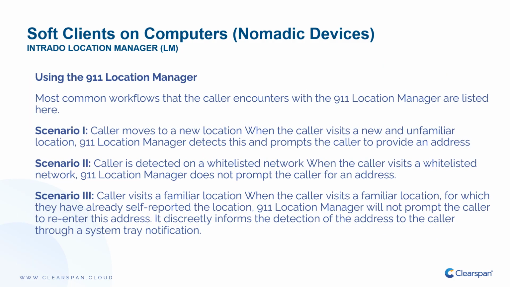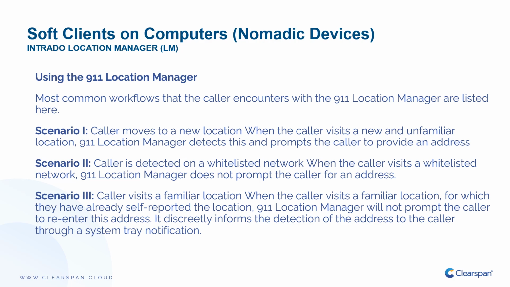Most common workflows that the caller encounters with the 911 Location Manager are described by three scenarios. Scenario 1. The caller moves to a new location. When the caller visits a new and unfamiliar location, the 911 Location Manager detects this and prompts the caller to provide an address. In Scenario 2, the caller is detected on a whitelisted network.